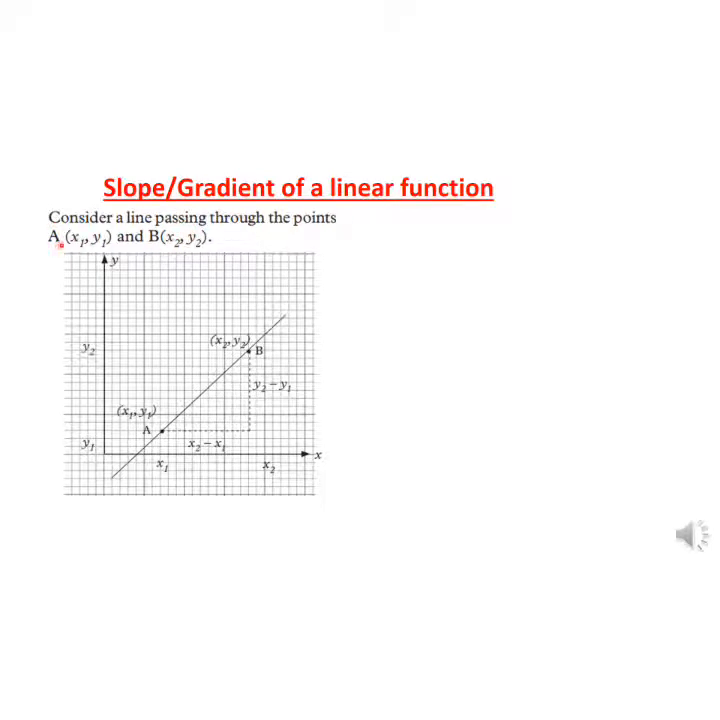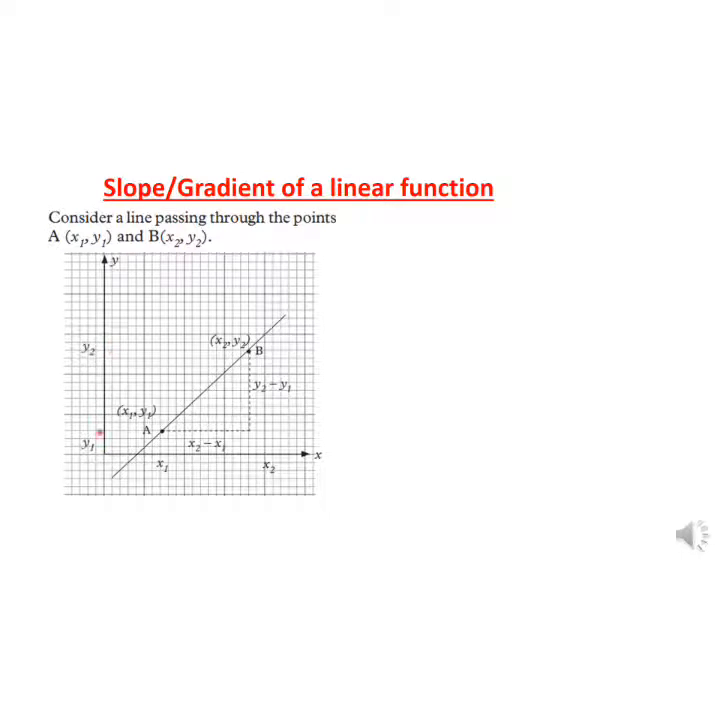We have point A and point B. Point A has 2 coordinates, x1 and y1. The second point has 2 coordinates, x2 and y2. This means that you can plot point A and point B on a Cartesian plane. This is the y-axis. The horizontal line is the x-axis. Point A has x1 and y1, and point B has x2 and y2.